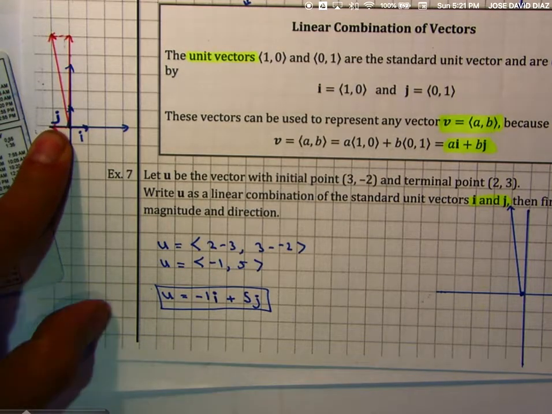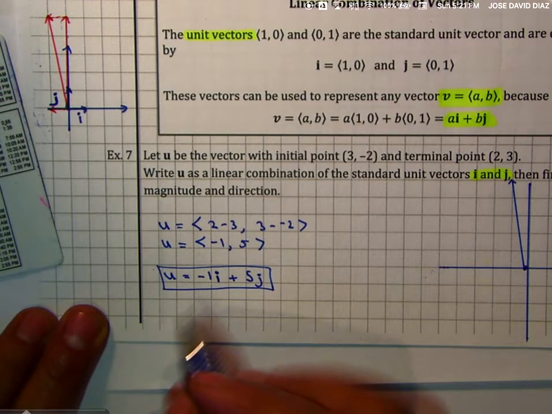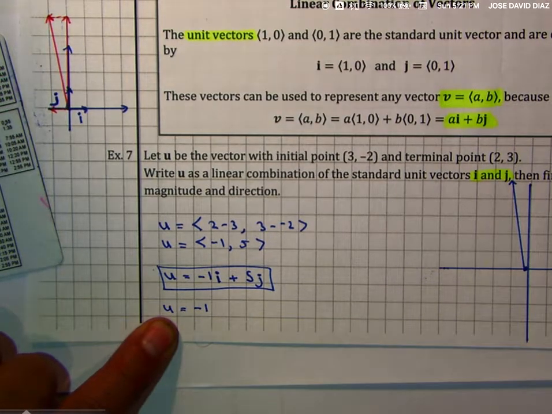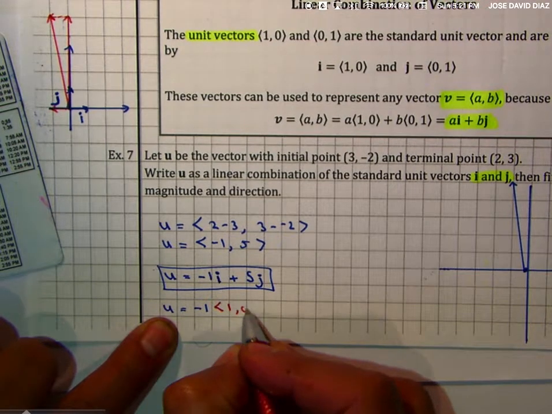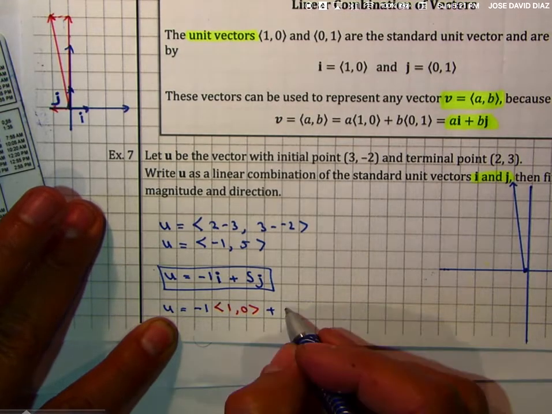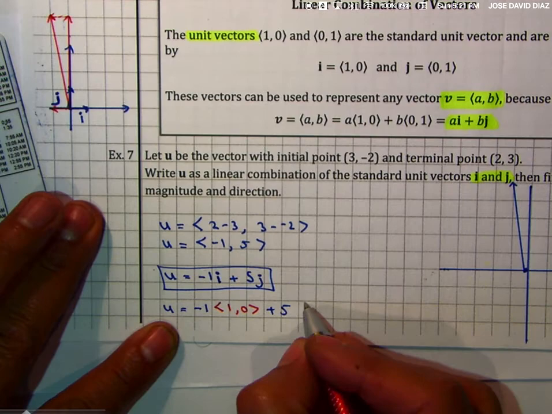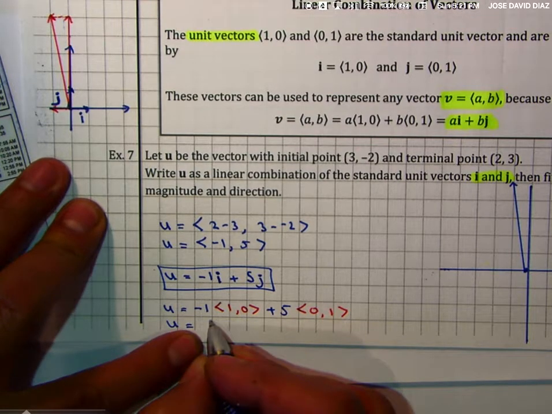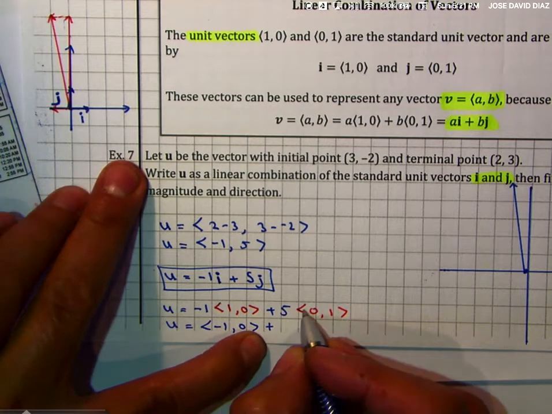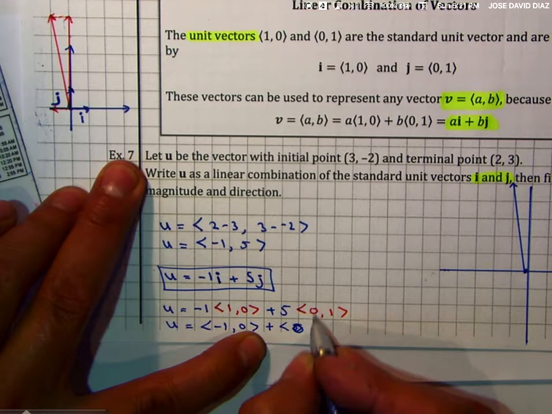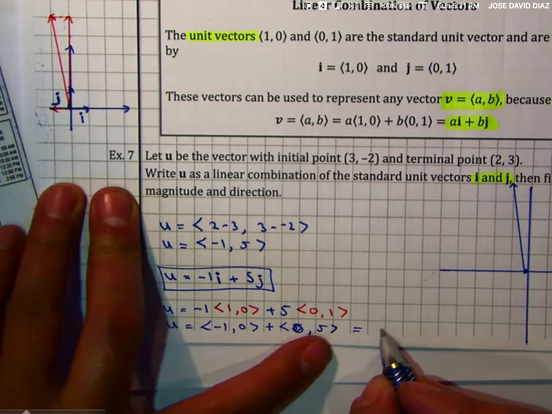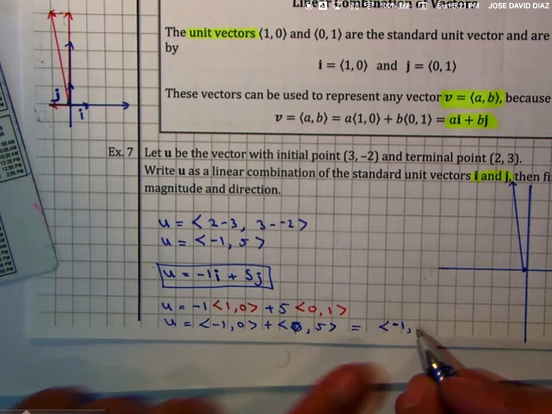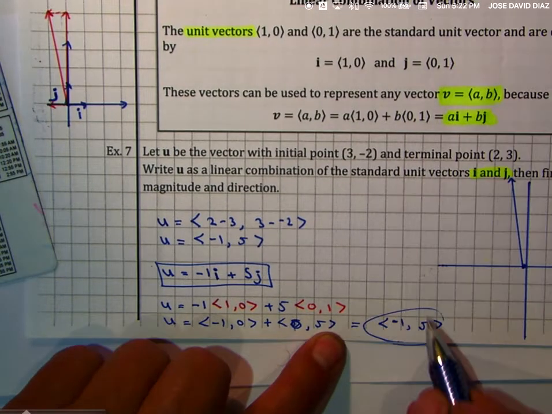But one of the things that you have to remember is that you basically are just multiplying your unit vectors. So u equals -1 times your i, just like we have above, which is <1, 0>, plus 5 times your j, which is <0, 1>. And if we multiply it out, it gives me <-1, 0> plus <0, 5>. Add your x values, which is -1, and 0 plus 5 is 5, which is exactly what we had before.